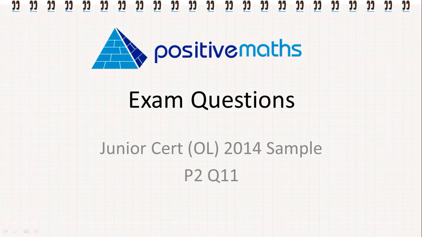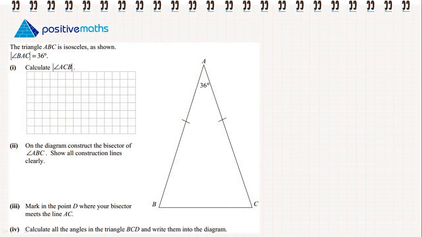In this video for Positive Maths, we're going to look at the 2014 sample paper for Junior Cert Ordinary Level. This is question 11 from paper 2. The triangle ABC is isosceles as shown. The measure of the angle BAC is equal to 36 degrees. We need to calculate the measure of the angle ACB.